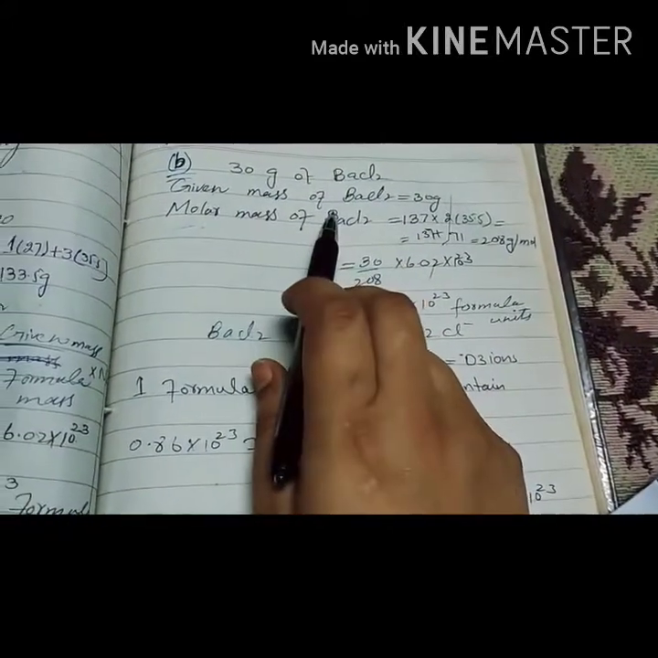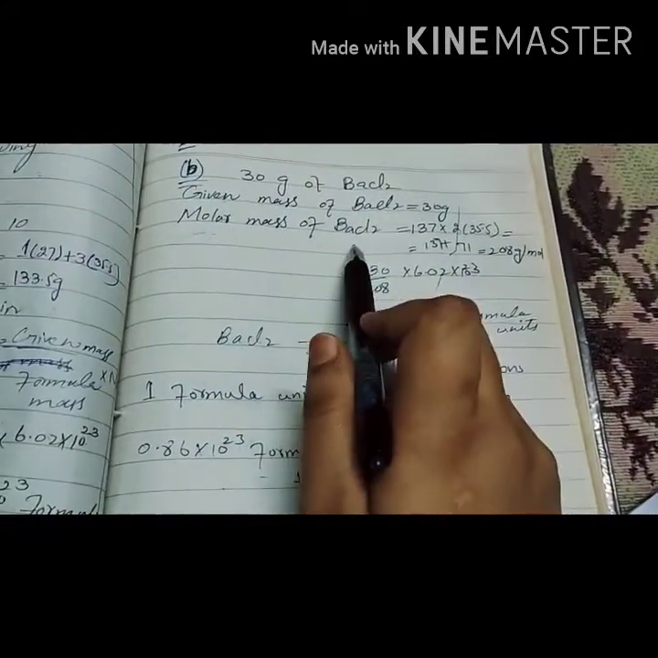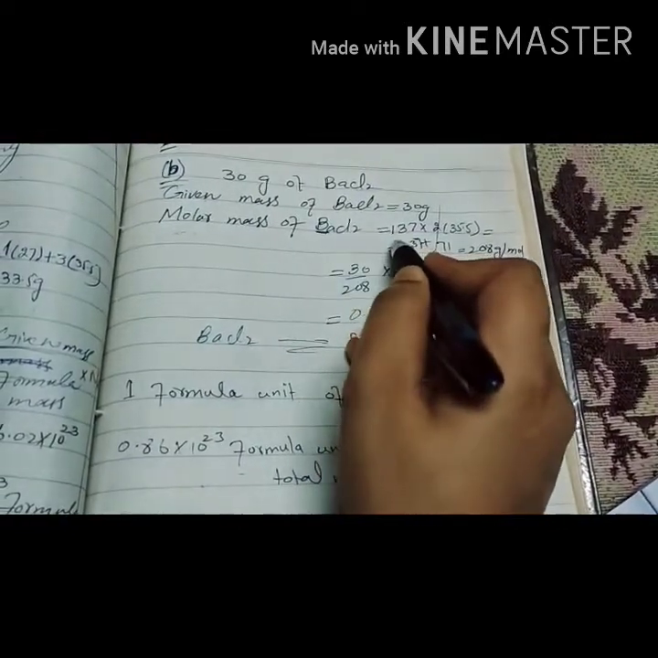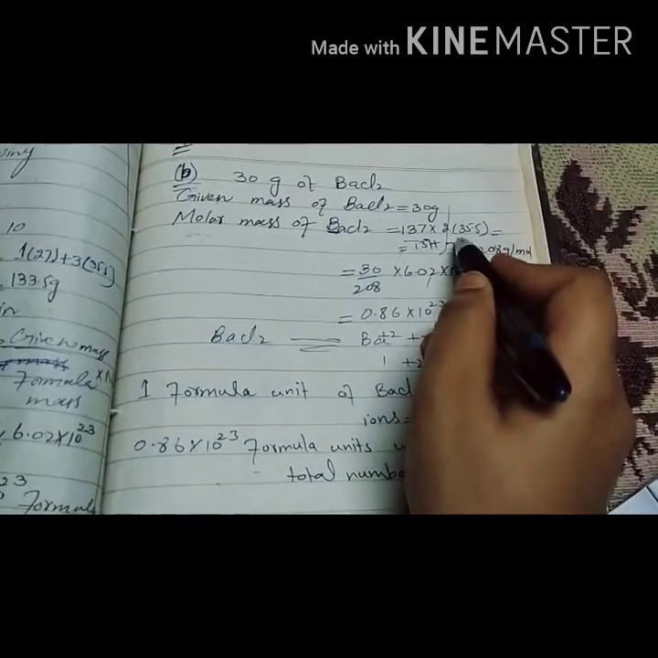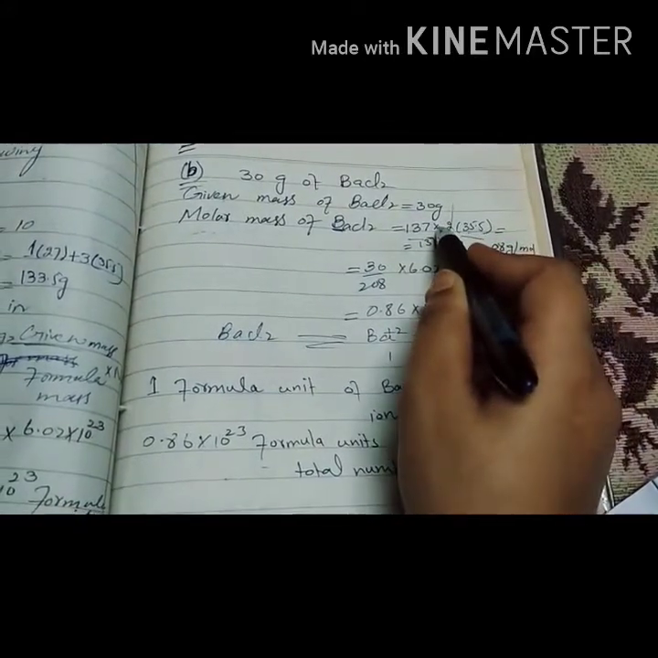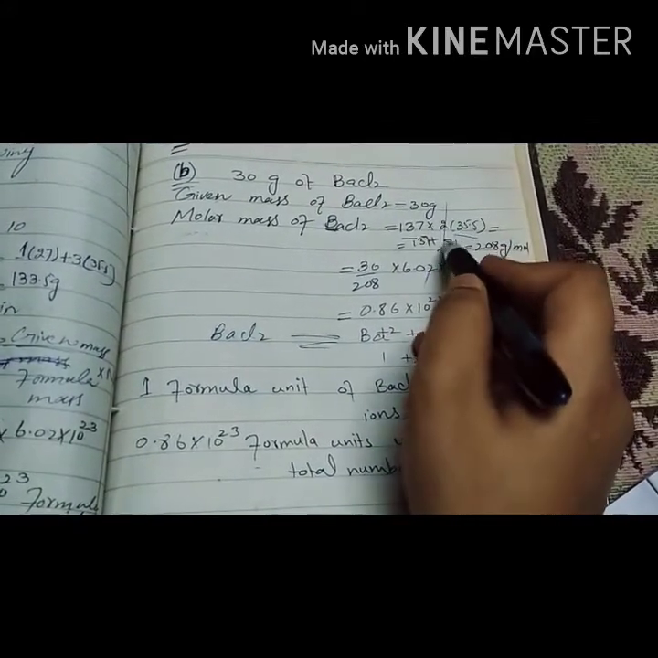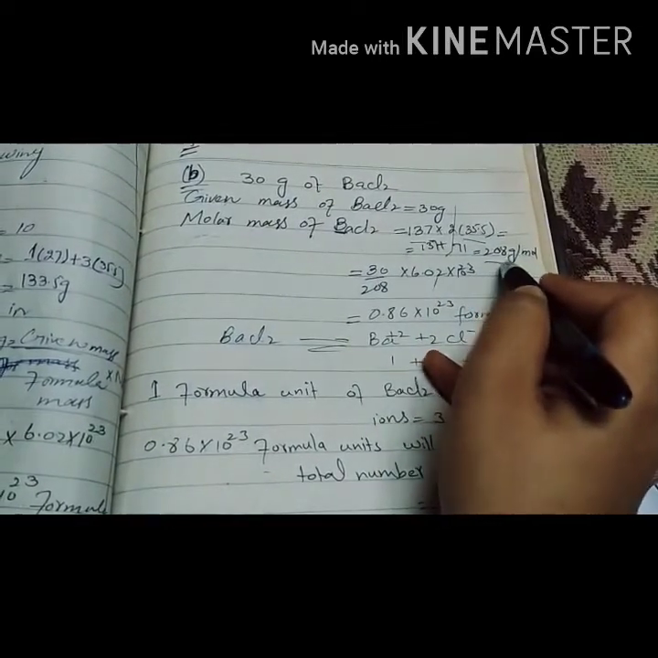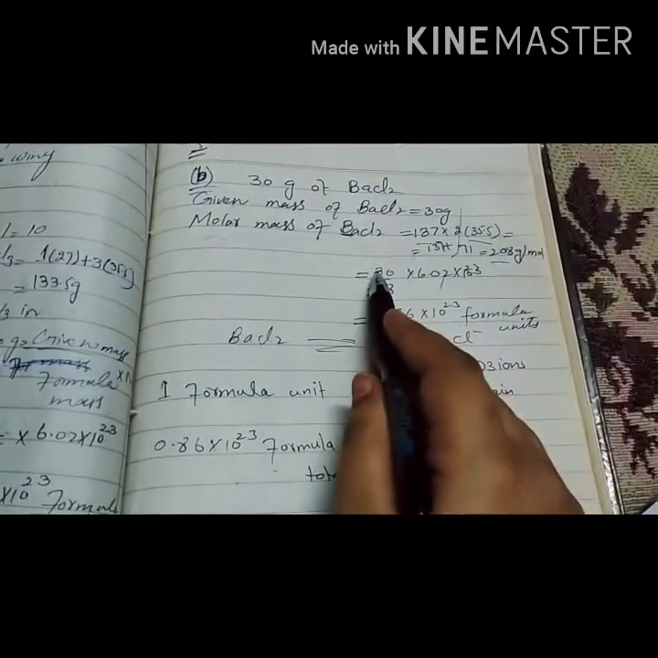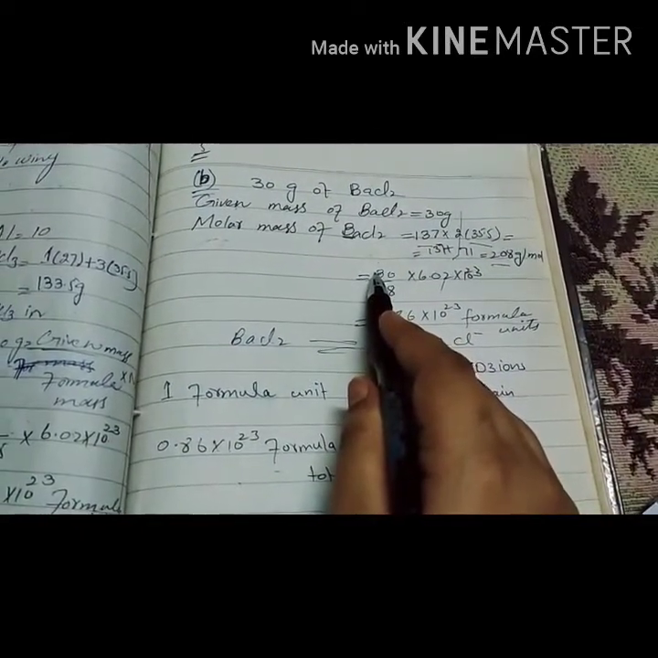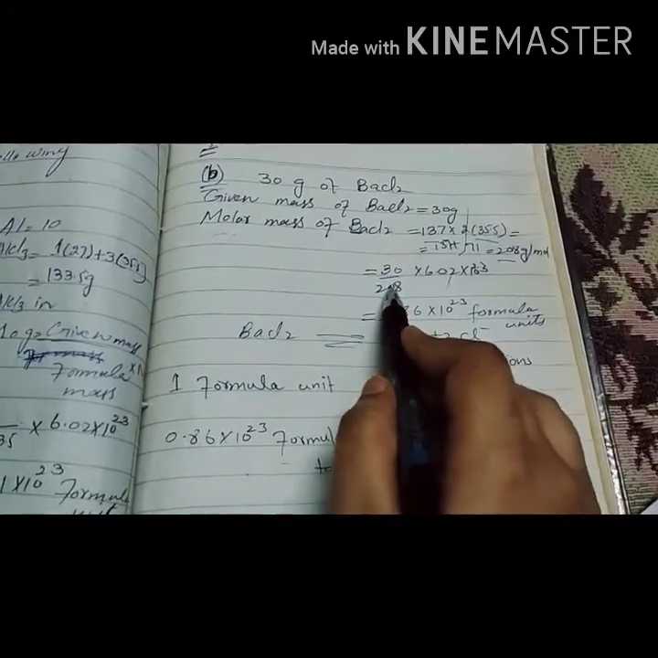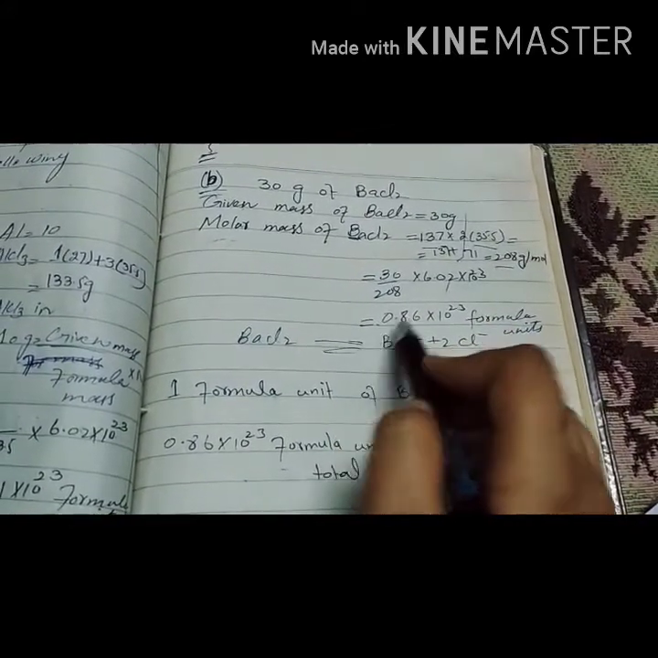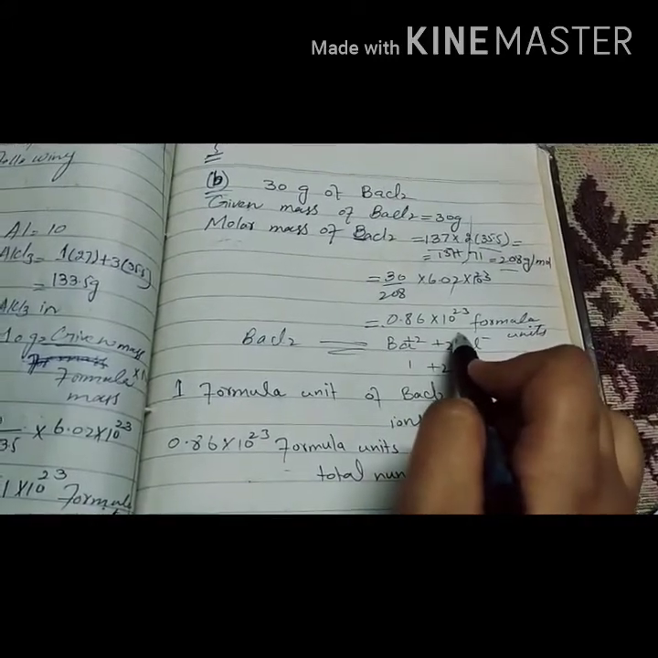Given mass of barium chloride is 30 gram. Molar mass of barium chloride is 137 of barium. Atomic mass of barium is 137, and chlorine is the same, 35.5, which we multiply 2 by 35.5 and it will be equal to 71, and 137 plus 71 is equal to 208 gram per mole. And again we use the formula given mass over molar mass and multiply 6.0 to 10 raised 23, it will be equal to 0.86 10 raised 23 formula units.